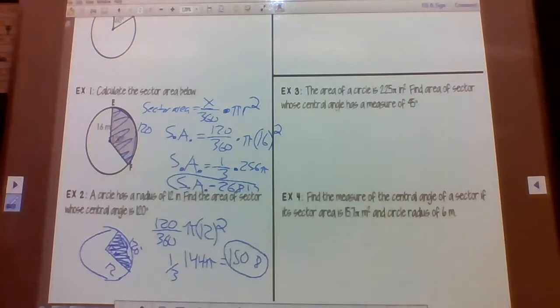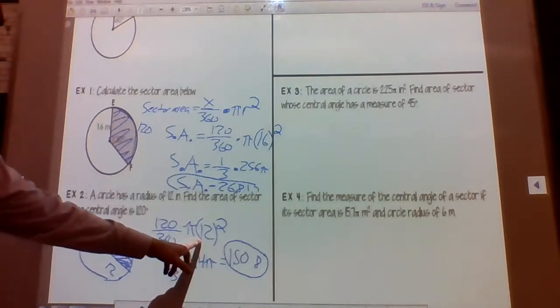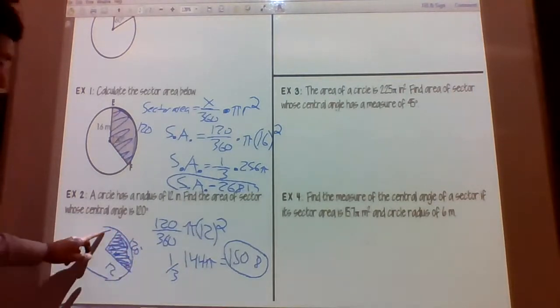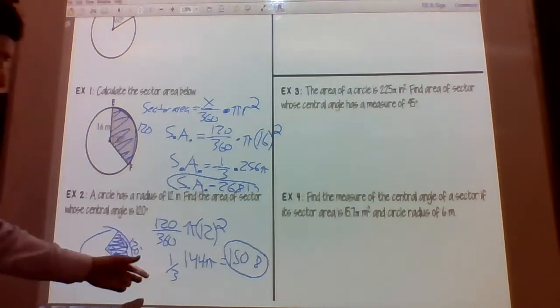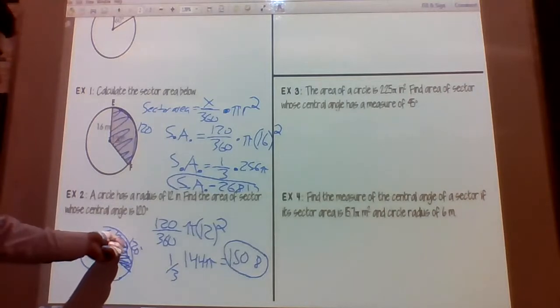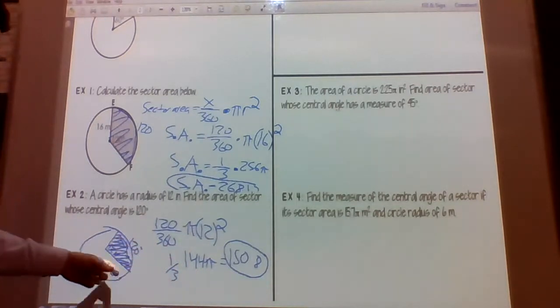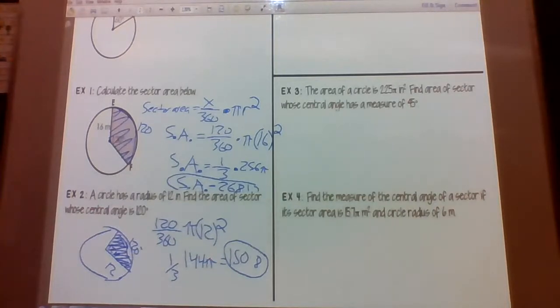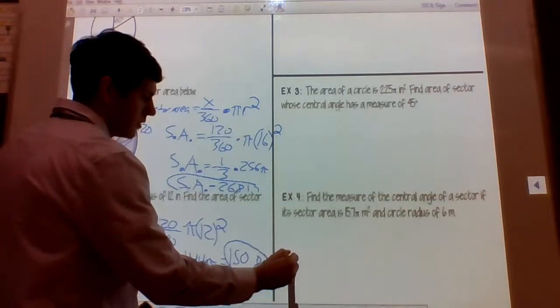It's 1/3 of the total area. The total area was 144 pi, but we don't want the total area. We want the area of just this piece. We know 120 is a third of 360, so 120 divided by 360 is a third. So we're multiplying only this part, which is a third of the circle. 1/3 times the area of the whole circle will give us the area of just that sector. They have units on this one, so this would be inches squared.